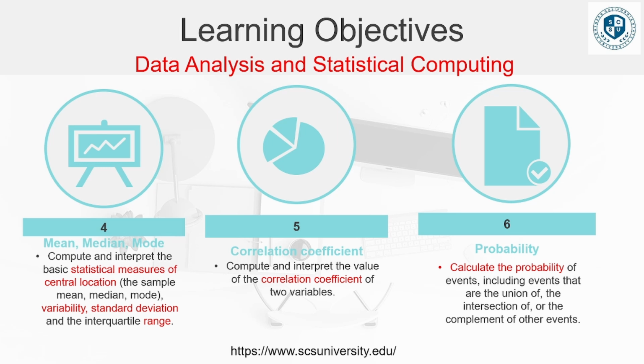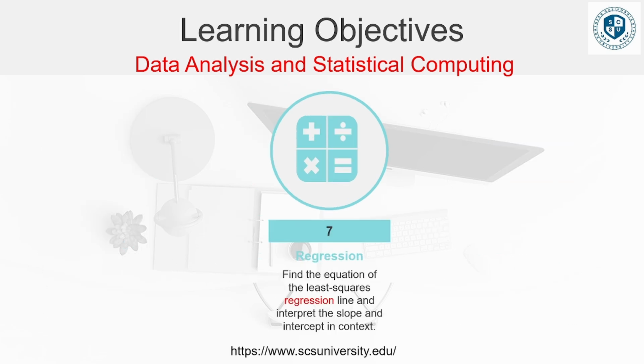4. Compute and interpret the basic statistical measures of central location, the sample mean, median, mode, and variability, standard deviation and the interquartile range. 5. Compute and interpret the value of the correlation coefficient of two variables. 6. Calculate the probability of events, including events that are the union, the intersection, or the complement of other events. 7. Find the equation of the least squares regression line and interpret the slope and intercept in context.